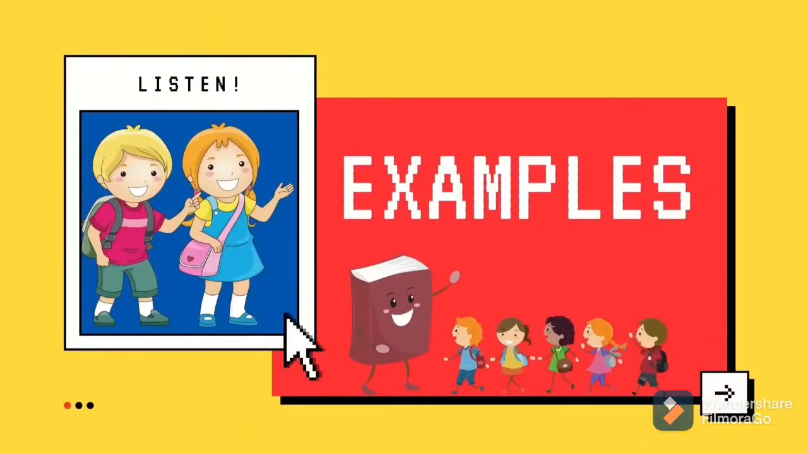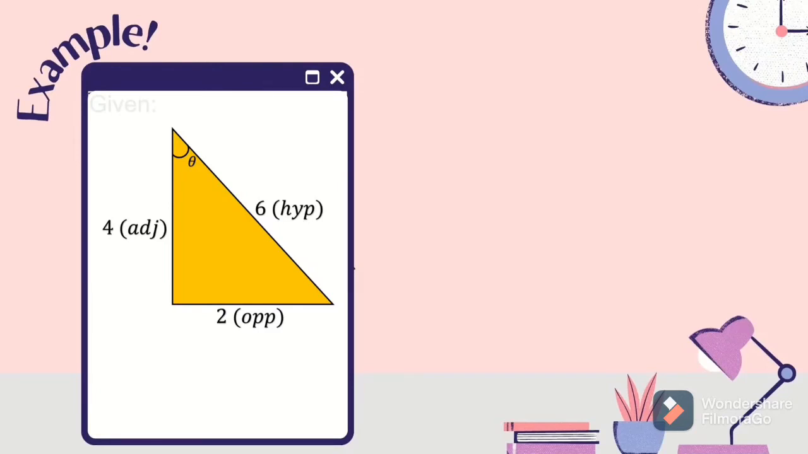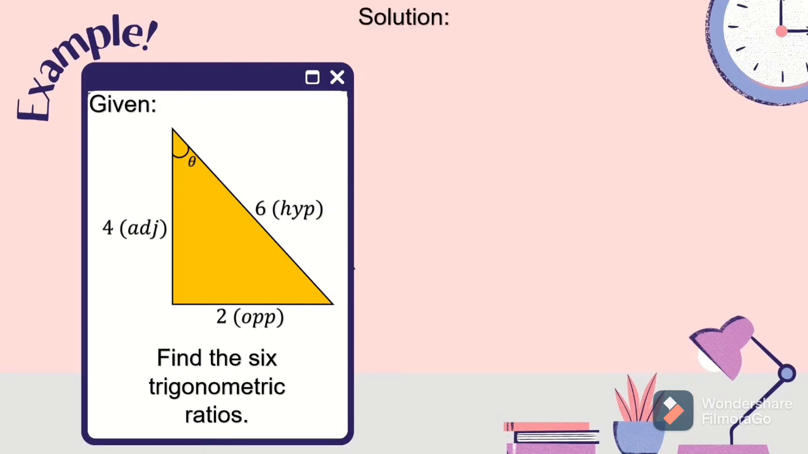Let's proceed now with our examples. Given this figure, let's find the 6 trigonometric ratios. For the solution, we have the sine theta, which is opposite over hypotenuse. Our opposite is equal to 2, and hypotenuse is equal to 6, so that will be 2 over 6. By simplifying this one, we'll have 1/3. That means our sine theta is equal to 1/3.